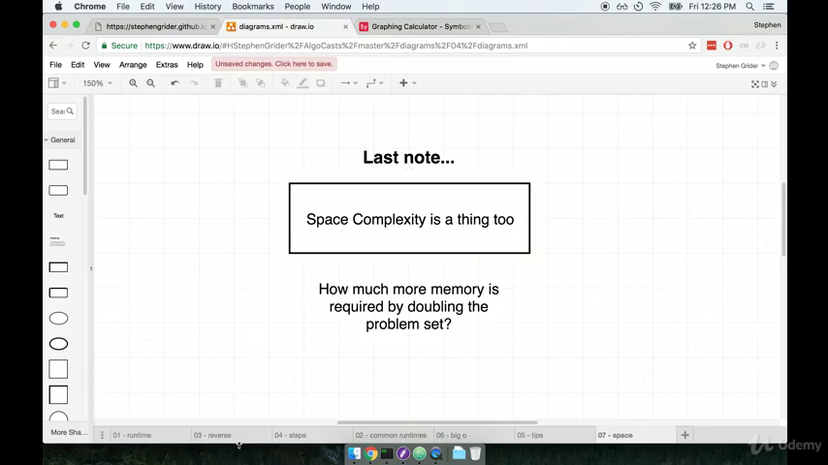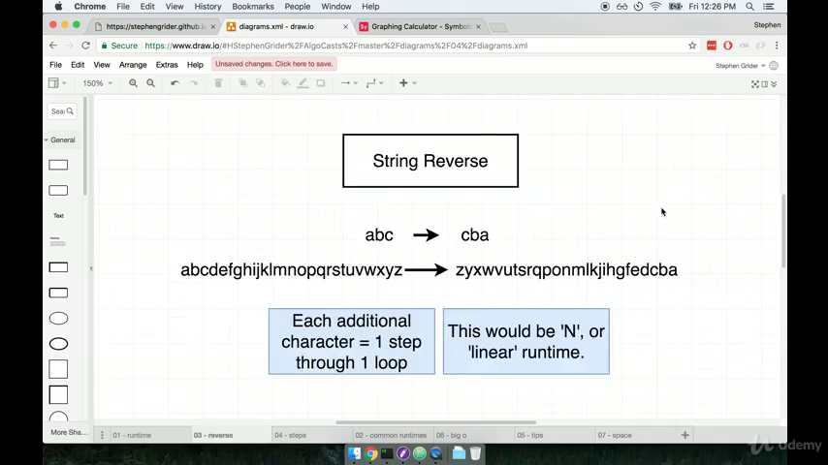Great examples of this would be something like reversing a string. In our case, for every additional character that we added into our input set, we had one additional character that we needed to return in the output set of data. And so the amount of memory that we spent was linear, because for every one additional character, we needed one additional element in our string to be added.